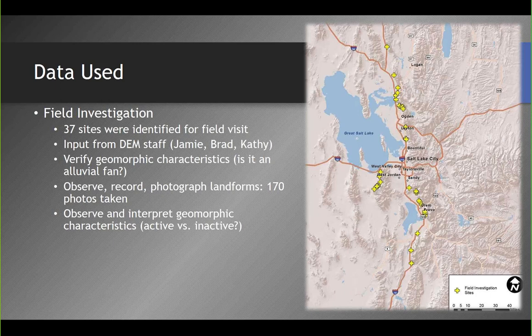So we did go out and visit these sites. Most of them were accessible. We could get to them. Some of them were on private land, and we knew that when we picked them, but we felt like they were important enough to at least attempt to go see them. Some of them we couldn't get to because of right of entry restrictions, but we went to as many as we could get to.